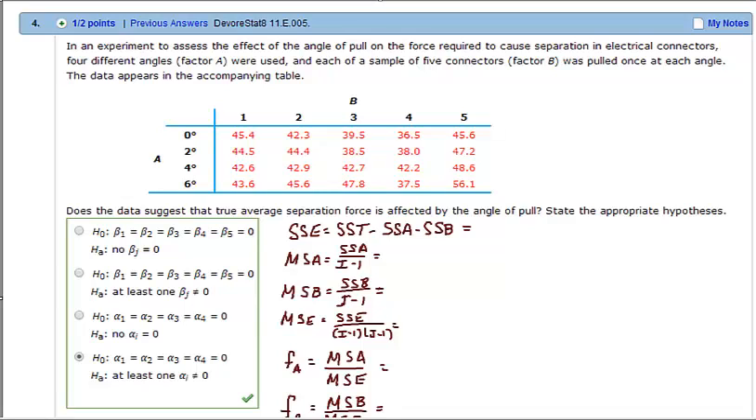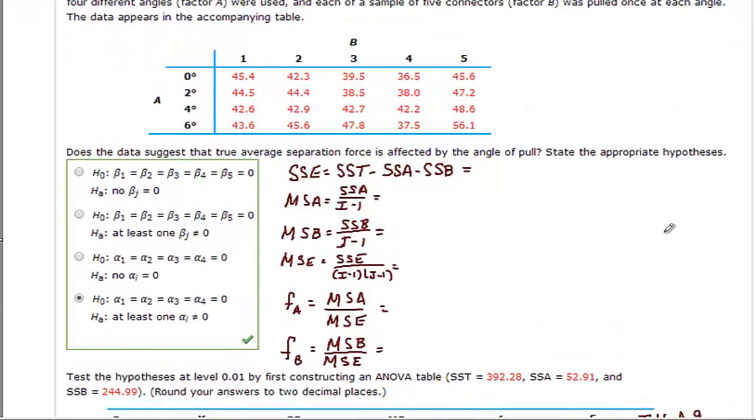Chapter 11, problem number 4. These problems are actually easier. As you go down through Chapter 11, they get easier because they figure now you know how to crunch all those different values, so they go ahead and give you the SST and the SSA and the SSB, which is really nice.